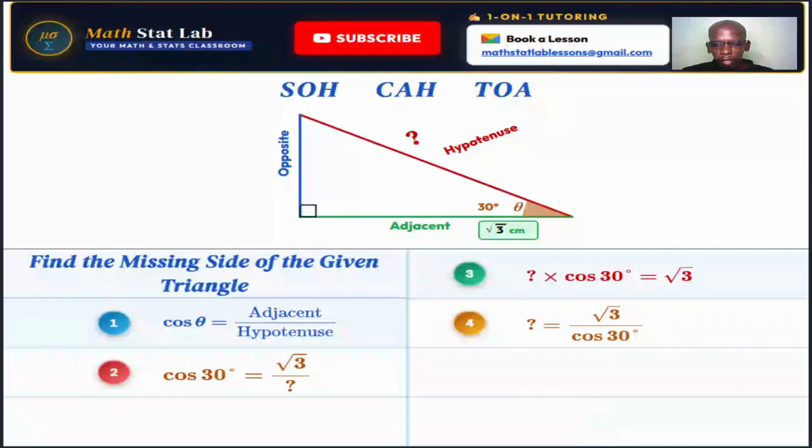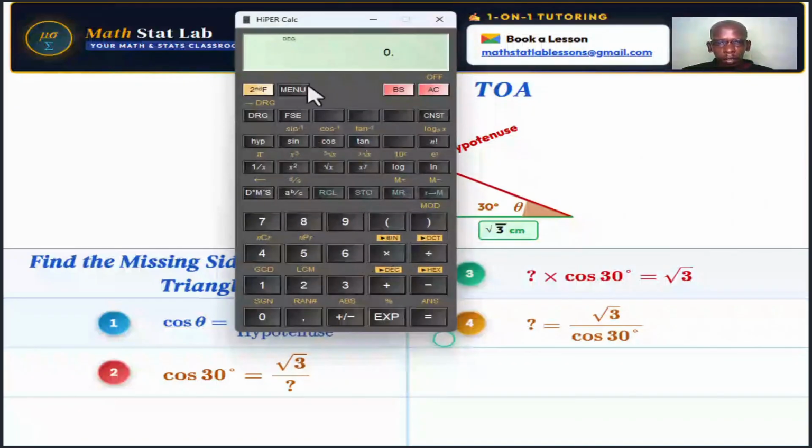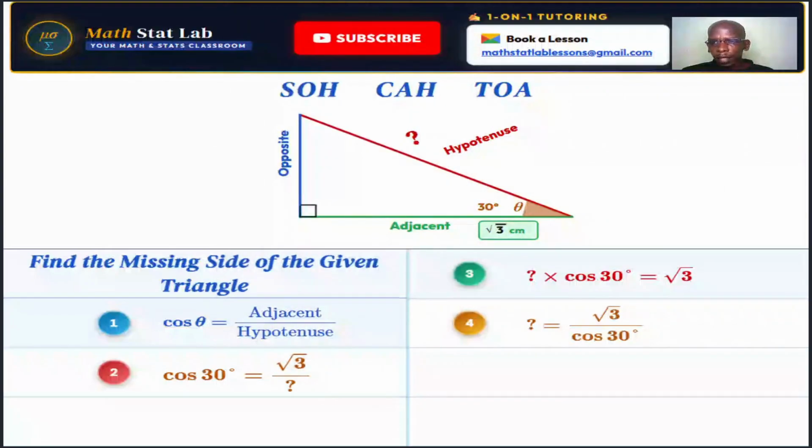So if we go back to our calculator, you'll realize that if I take 30 and then I find the cos of 30, it will be 0.866. I just rounded off to 3 decimal places. So from there, since we know the cos of 30 is 0.866, then the next step I can just say, take root 3, then I divide by the cos of 30, which is 0.866.